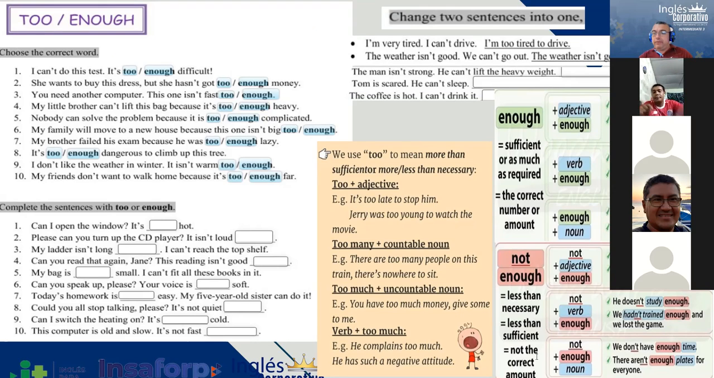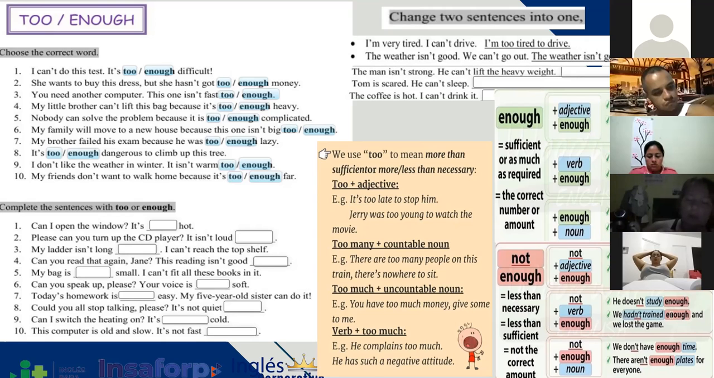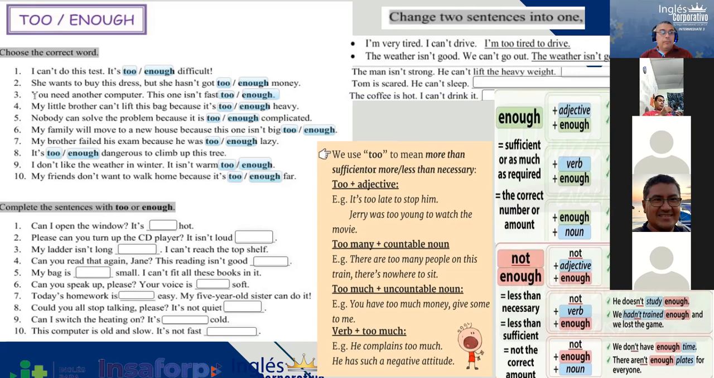Okay. Number four. Perfect. Number four. I can read. Yeah, go ahead, please. Okay, number four: my little brother can't lift this bag because it's too heavy. Very good. Too heavy, right? Too plus the adjective afterwards. Excellent, excellent. Number five, Rolando. Okay. Number five: nobody can solve this problem because it is too complicated. Complicated. Excellent. Good job. Very good. Thank you. Perfect. Number six.